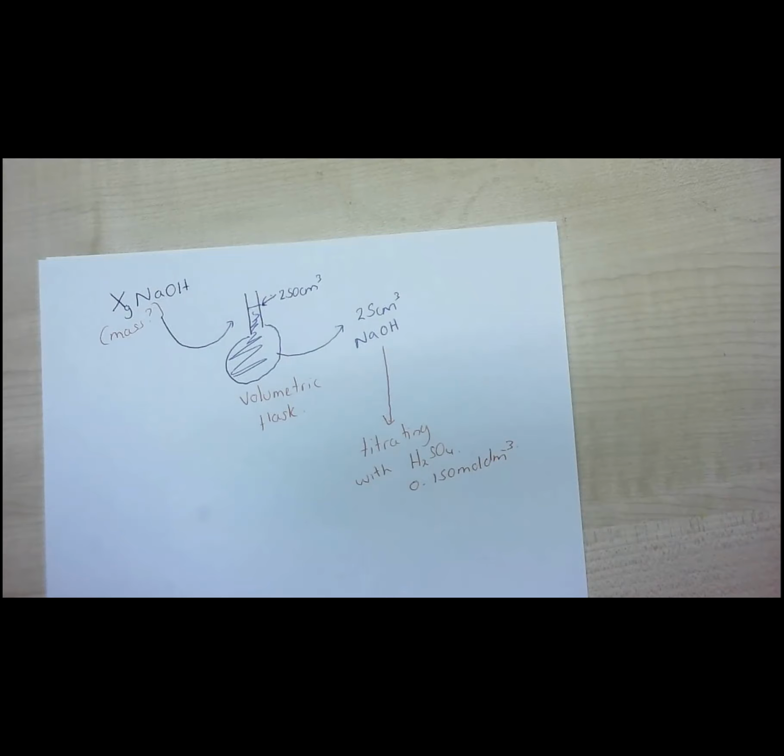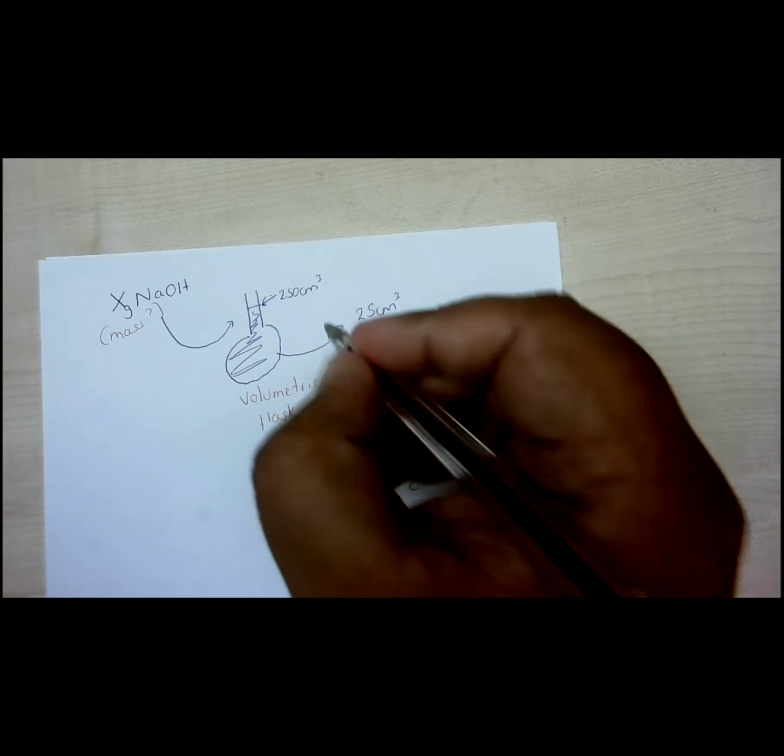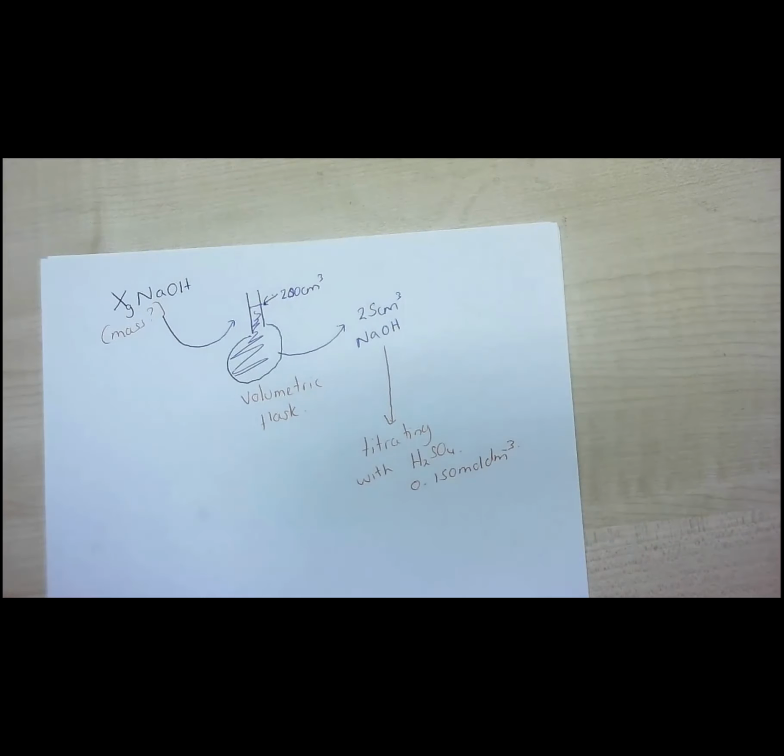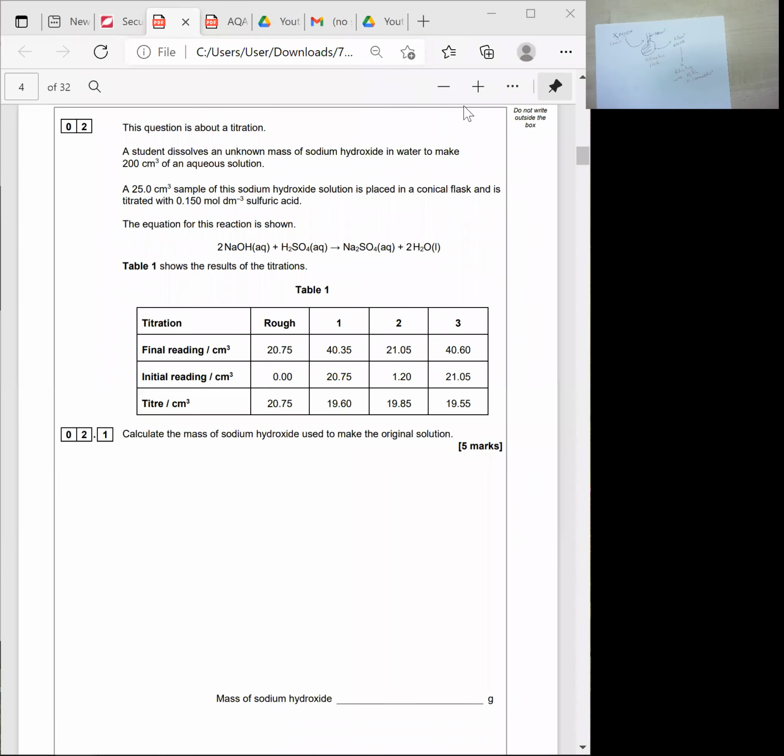So you can just take a quick look at that. You've got X grams of sodium hydroxide dissolved in 200 centimeters cubed. Then 25 centimeters cubed was taken out and titrated with the acid. You can clearly see what's going on in this question. You've got the unknown sample dissolved in 200, inside the volumetric flask, as I've shown you. 25 centimeters cubed of the sodium hydroxide is taken out and reacted with the sulfuric acid.